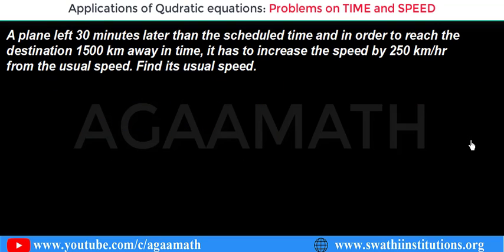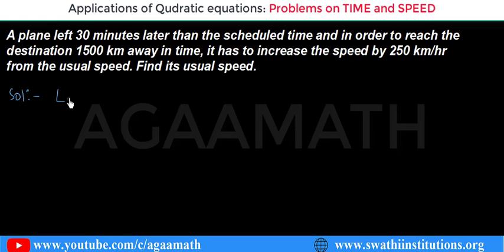A plane left 30 minutes later than the scheduled time, and in order to reach the destination 1500 kilometers away in time, it has to increase the speed by 250 kilometers per hour from the usual speed. So find its usual speed. Okay, so here let us see how to solve this, right? We don't know the actual speed, that is the usual speed of the plane.